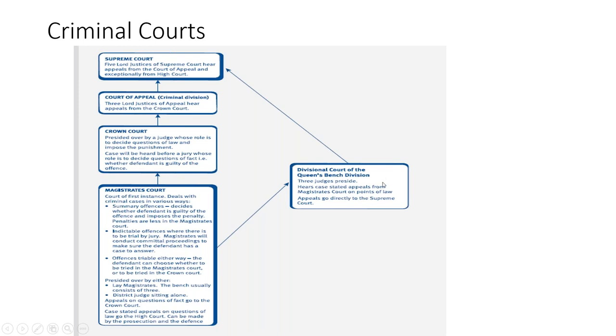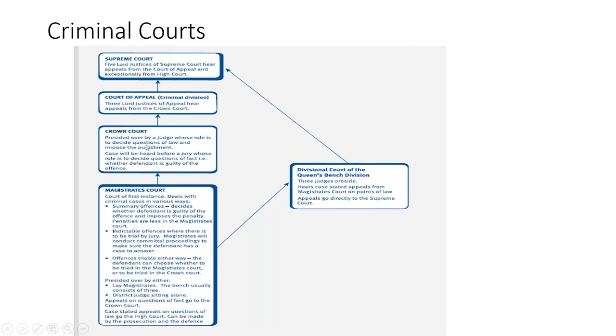And in the High Court, Queen's Bench Division, if you look at this arrow, the Divisional Court of the Queen's Bench Division hears all the appeals from the Magistrate Court. These can be made by the prosecution and defense, and the case stated appeals on the questions of law. All the questions related to the law, whether the law has been implemented successfully or not, the case is brought to the Divisional Court of the Queen's Bench Division.